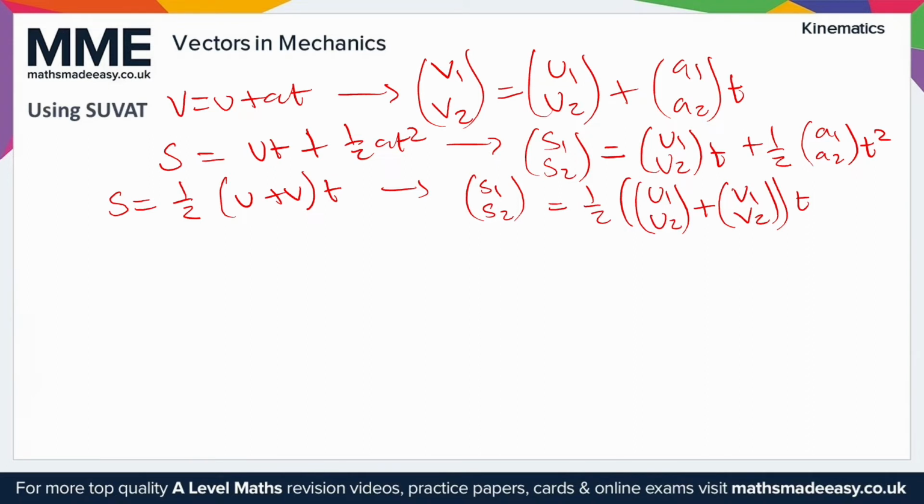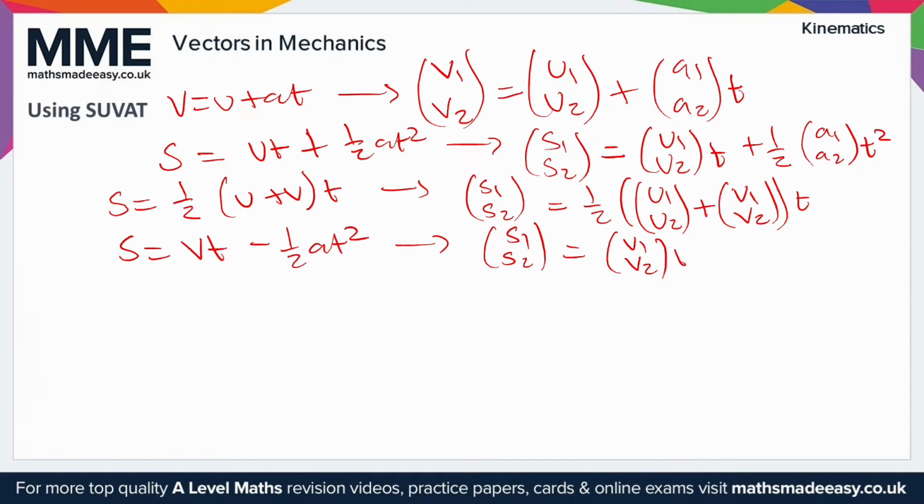Okay. And then we'll have s = vt − ½at². Well, how can that change? We'll have (s1, s2) equals (v1, v2) times t minus ½ (a1, a2) t squared. Okay, so that's all of them.